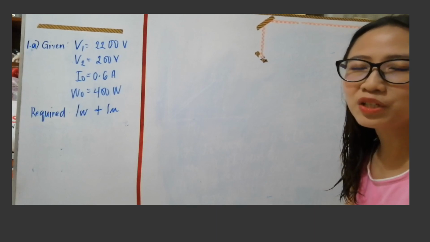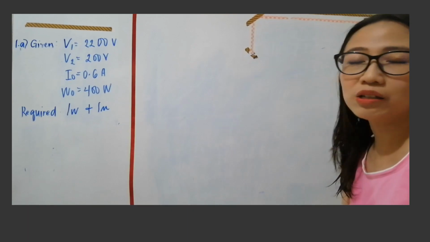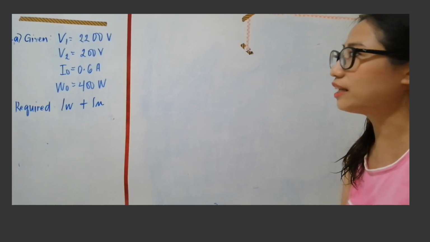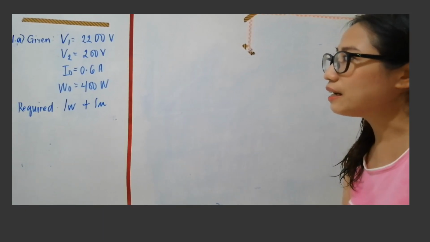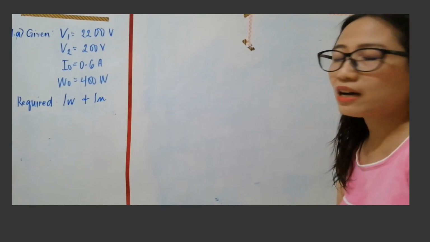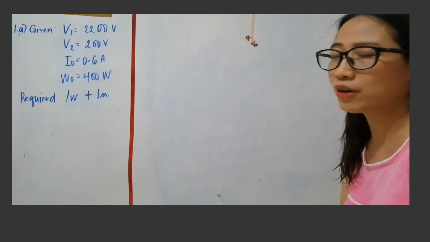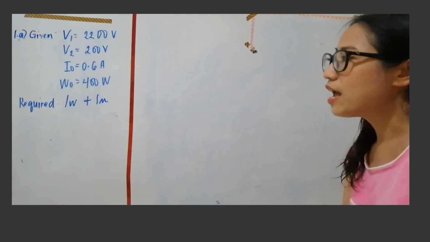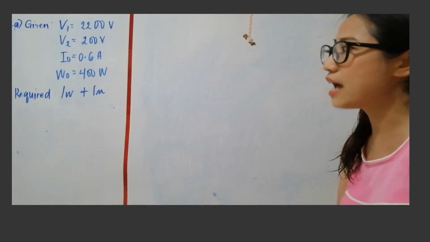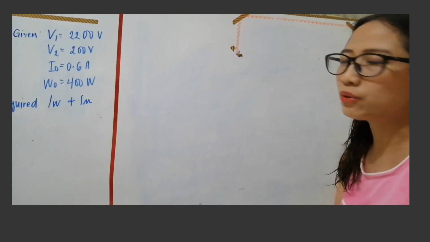Okay guys, so let me share with you how to solve problem number 1, letter A. So we are given the input voltage, which is equal to 2200 volts, the output voltage, which is equal to 200 volts, the primary input current on no load, which is 0.6 ampere, and the input power on no load, which is 400 watts. And we are asked to solve for the I sub W, which is the iron loss component, and the I sub mu, which is the magnetizing component of I sub O.